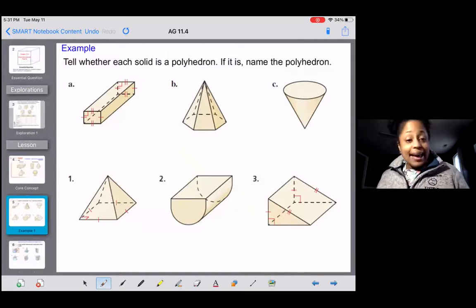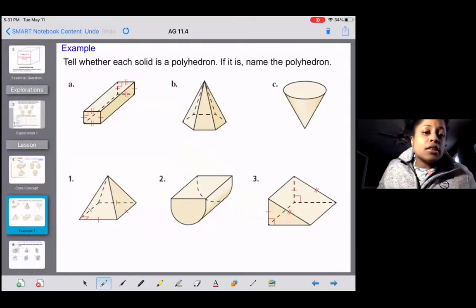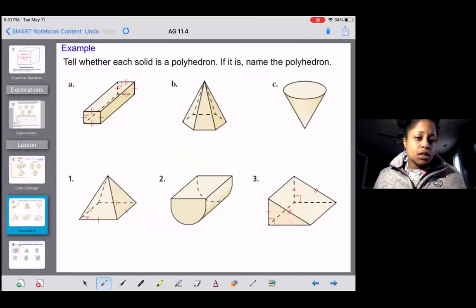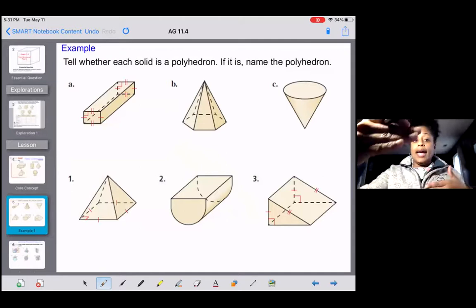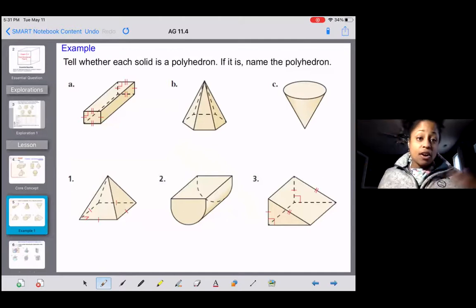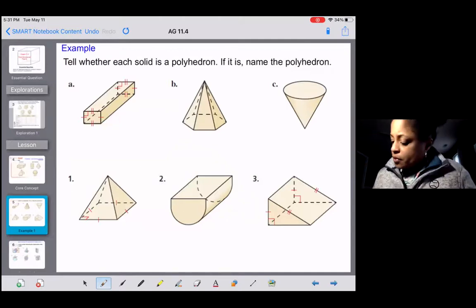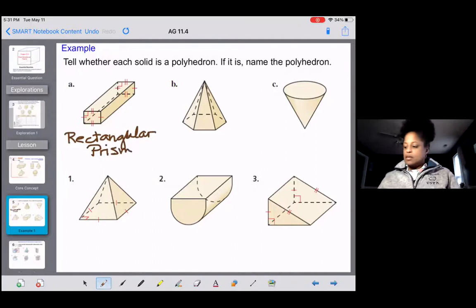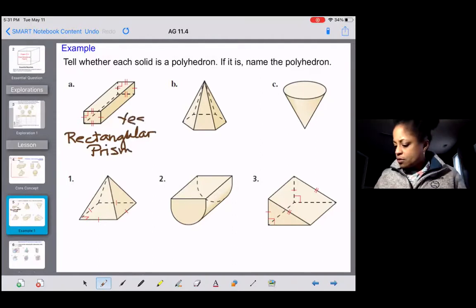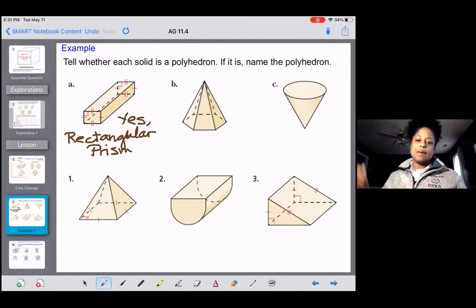All right, so A, take a look at this thing. What does this look like to you? Hopefully you said prism. The top and the bottom are rectangles, sides are rectangles, and even the front and the back are also rectangles. It's marked that way. So this is a rectangular prism, and it is a polyhedron. So I'll put yes, so that we know, yes, it's a polyhedron.